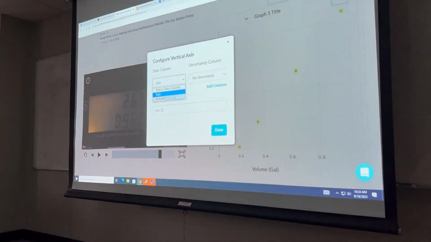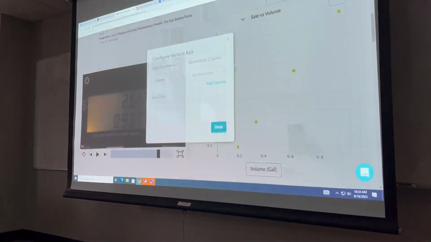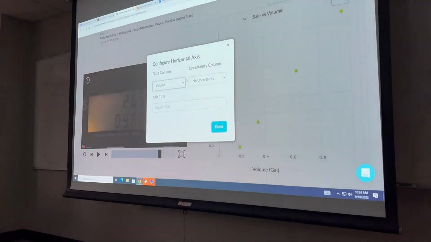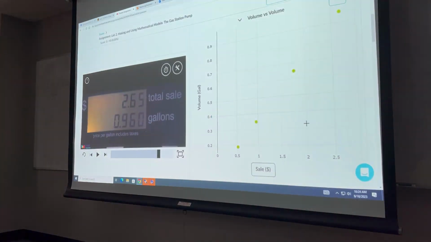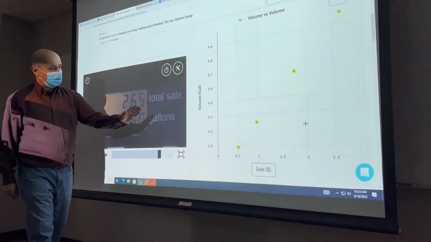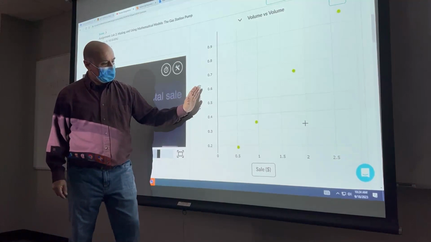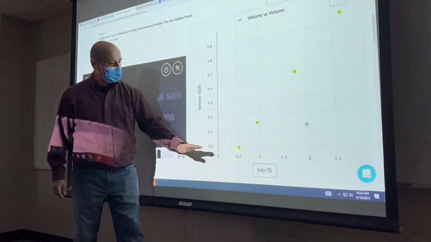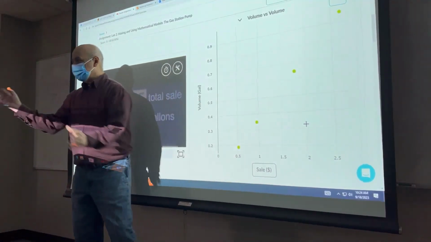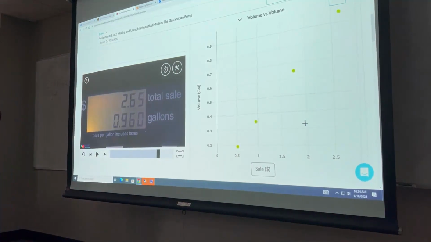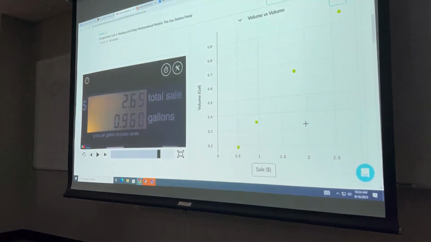So now it's going to be volume and sale. Doesn't seem to change much, right? Not much. Now, if we look at it this way, you have gallons per dollar. You can also have dollars per gallon. So depending on what you want to extract from the graph, you can move the two numbers one way or another.